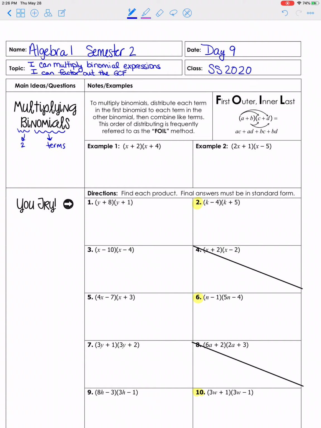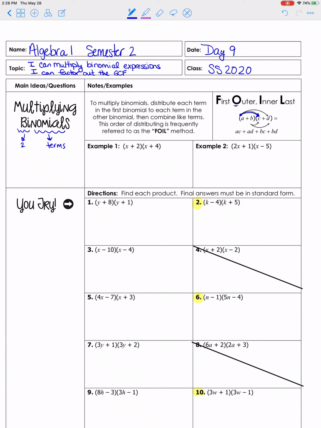To multiply these together, we want to make sure that we are distributing both parts of the first expression to both parts of the second expression. One way to do this is called the FOIL method. To do the FOIL method, you're going to take the first term times the last term. Oh, sorry, I did that backwards. First part of the expression times the first part of the expression.